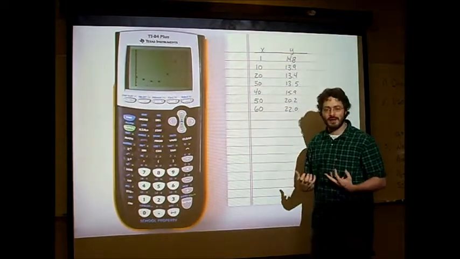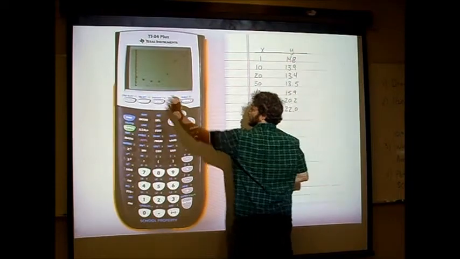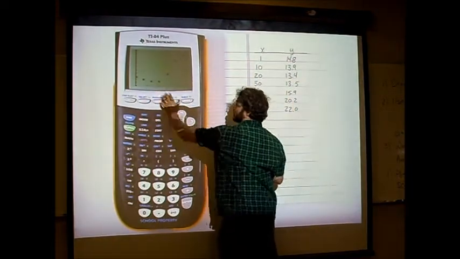So you're creating your ordered pairs. You're ordering the x and the y, and you're plotting it.